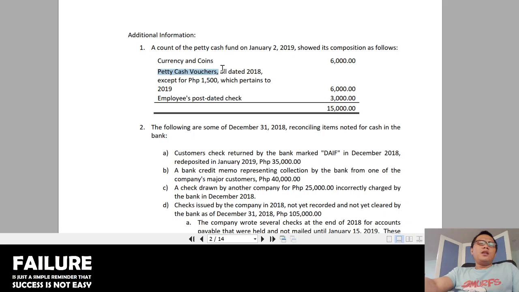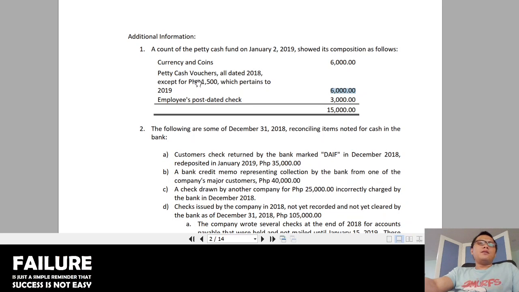Petty cash vouchers, ito yung mga voucher of expenses na ginamit ang petty cash fund. Ito yun. Okay? The point is, in 2018, okay, lahat daw dated 2018. So basically, expenses ito ng 2018 na ginamit sa petty cash fund. Except for one expense amounting to 1,500 na applicable expense siya for 2019. So, ang question nito, okay, para alam natin kung anong problema.